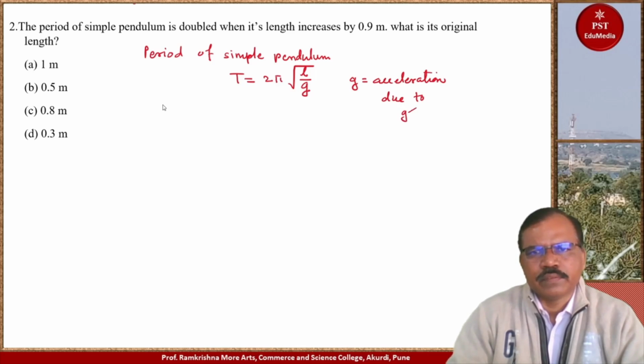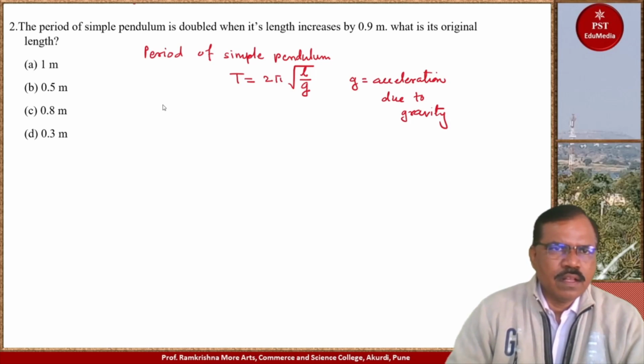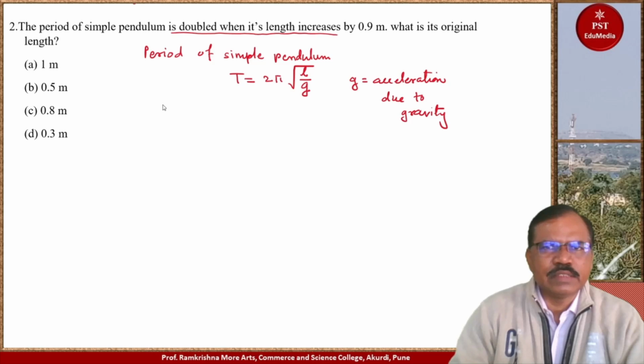Due to gravity. Acceleration due to gravity. Now what is given? The period of a simple pendulum is doubled when its length increases by 0.9 meter. So I can see here T is proportional to root of L.